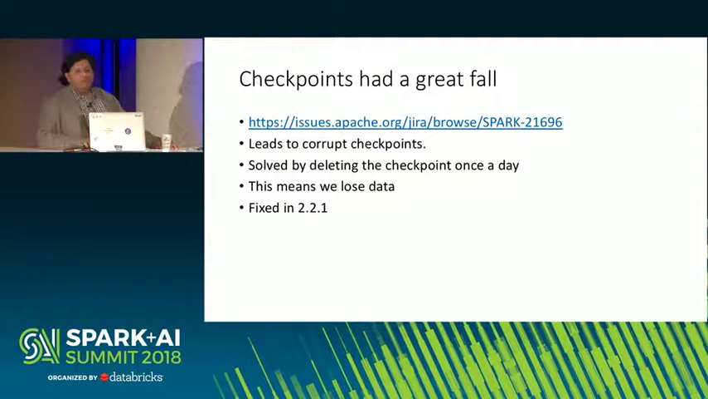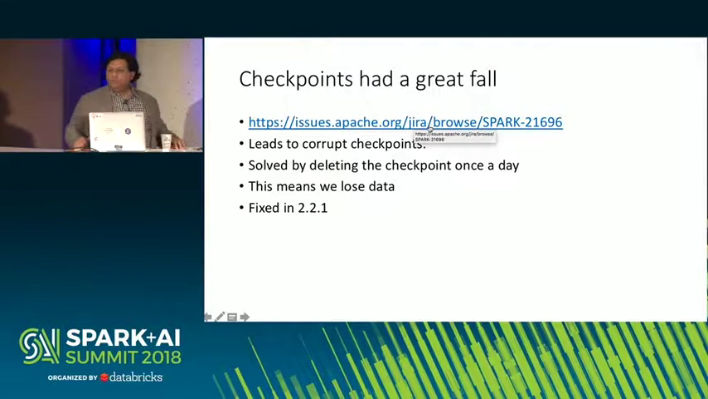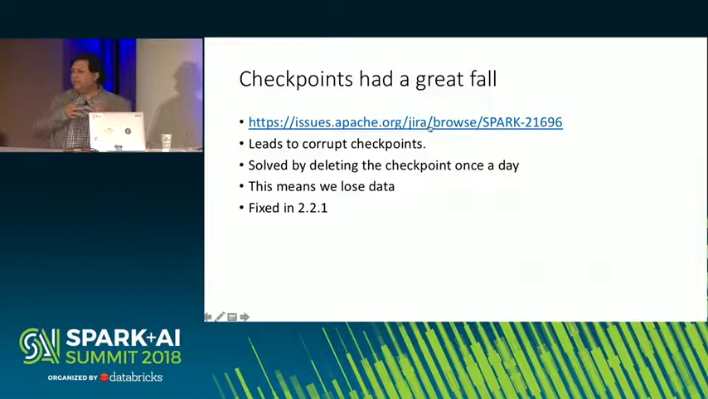Also, another problem we ran into with checkpoint is this bug, which was in 2.2. This bug is in state store, and state store is basically the part of the checkpoint that stores aggregations. So if you're doing aggregations within your structured streaming application, Spark needs to store intermediate data about the aggregations into the checkpoint, so in case of failure, it can read it back and start doing the aggregations again. But there was a bug in Spark, and the checkpoint would become corrupt.